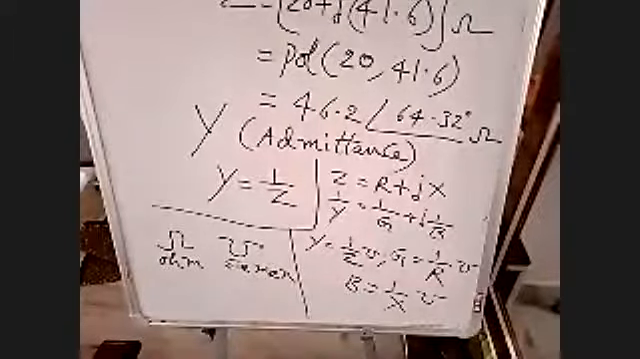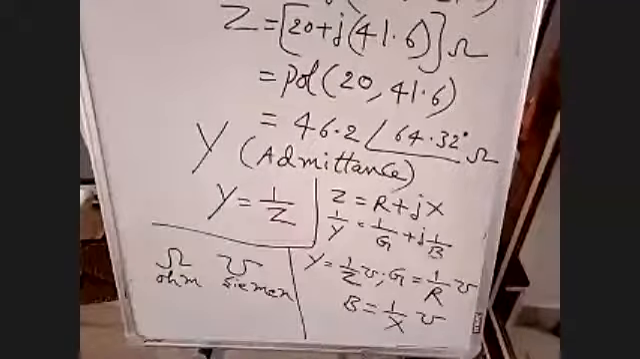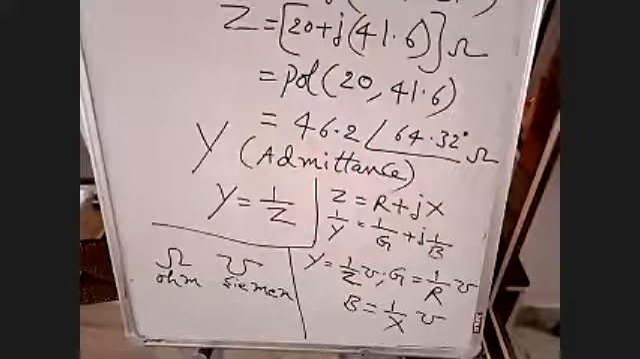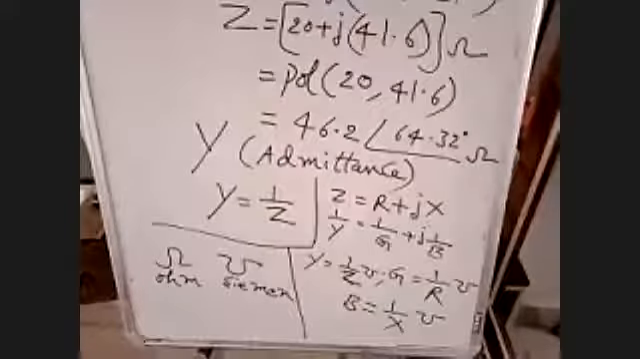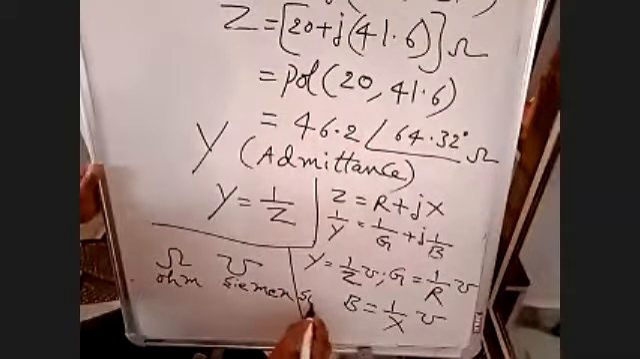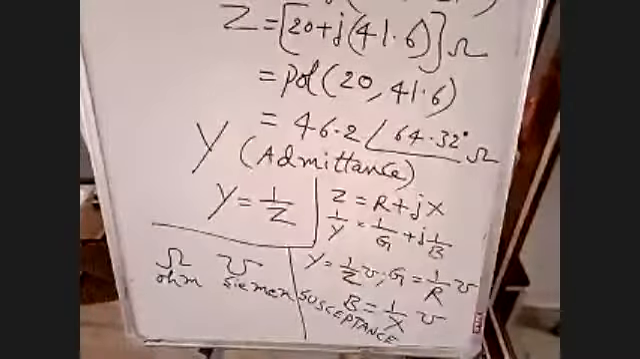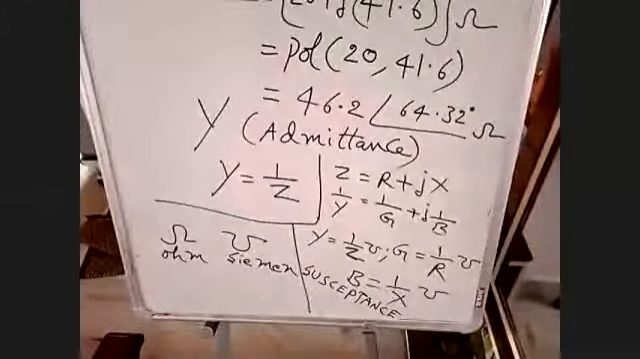G, what is G? G is called conductance. Write down, G is called conductance. B is called susceptance.